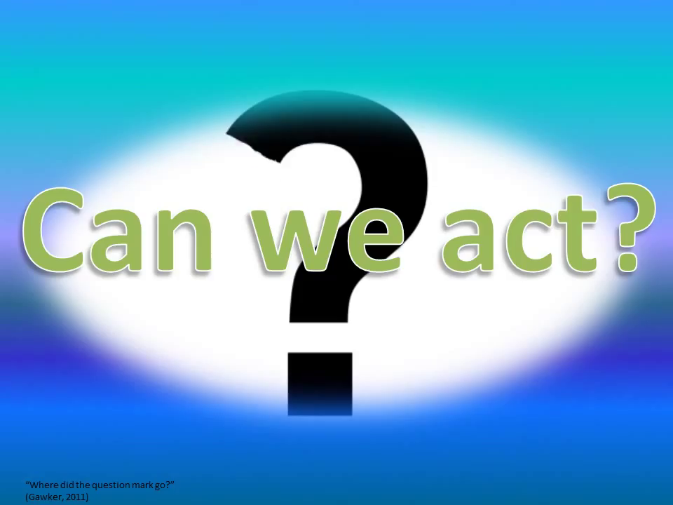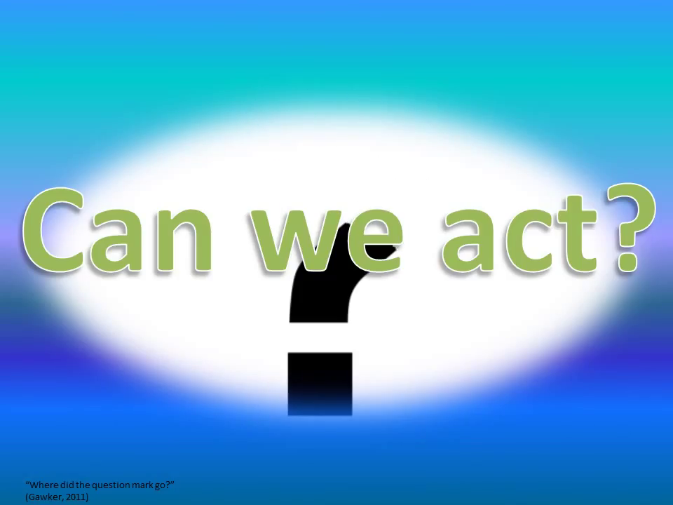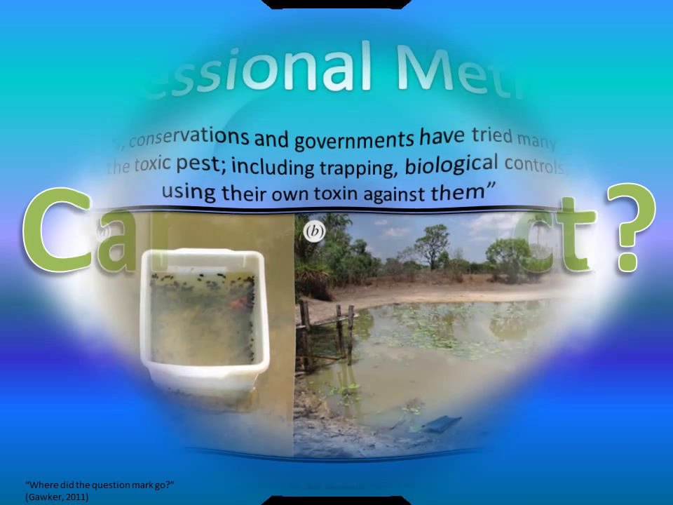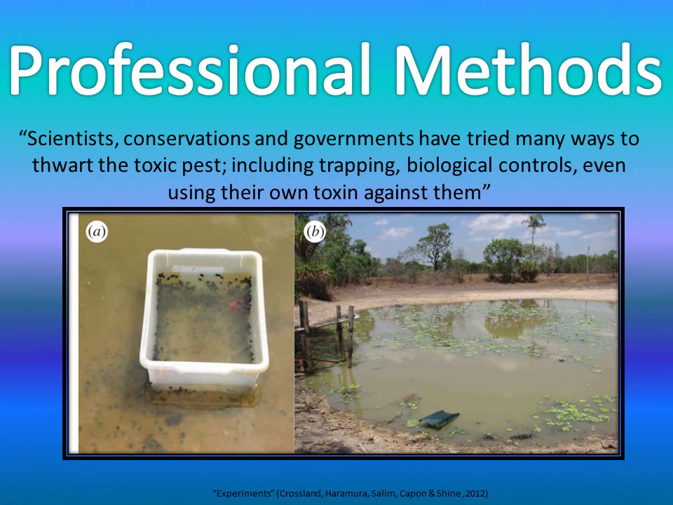Can we act against the invasive species and ensure sustainable futures for our native animals? The simple answer to this question is yes, we can. Scientists, conservationists, and governments have tried many ways to thwart the toxic pest, including trapping, biological controls, even using their own toxins against them. Through laboratory trials, scientists have found evidence that exploiting the cane toad's own chemical weapons can help minimise the invasive species.